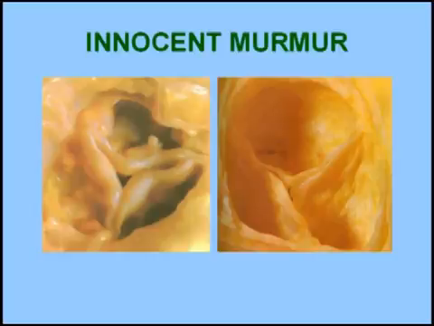In older adults, systolic ejection murmurs are often attributed to aortic sclerosis with thickening of the aortic valve, as shown on the left. The thickened aortic valve in this setting identifies patients at increased risk of future cardiovascular events. Innocent murmurs, on the other hand, have no associated cardiovascular abnormalities, as shown by the normal aortic valve on the right.